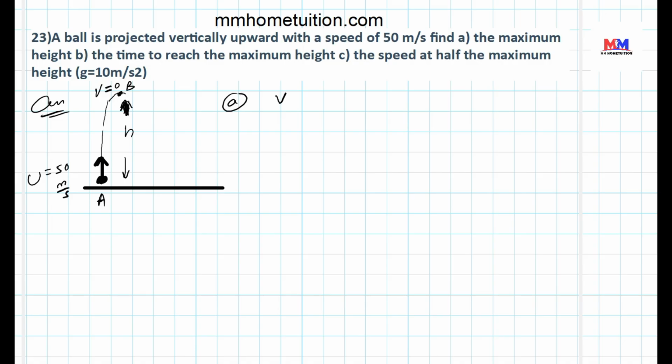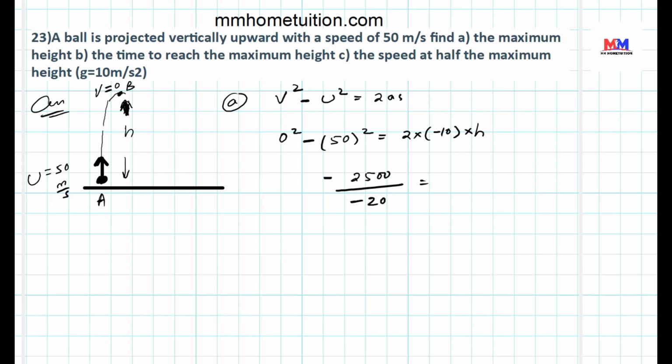So v square minus u square equals how much? Equals 2as. 0 square minus 50 square equals 2 into minus 10 into height h. So minus 2500 divided by minus 20 equals h. That equals how much? h equals 125 meter.